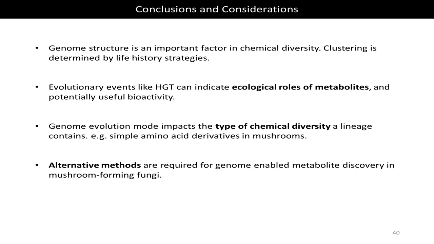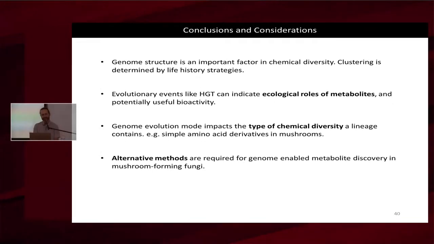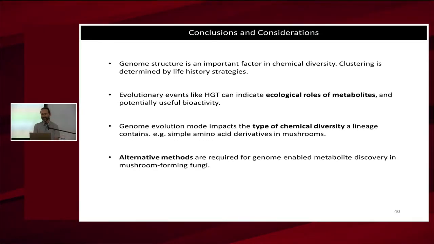So genome structure is an important factor in chemical diversity. Gene clustering is determined by the life history strategies of the fungi and their ability to undergo evolutionary events like horizontal gene transfer, which can indicate what the ecological roles of the metabolites might be.